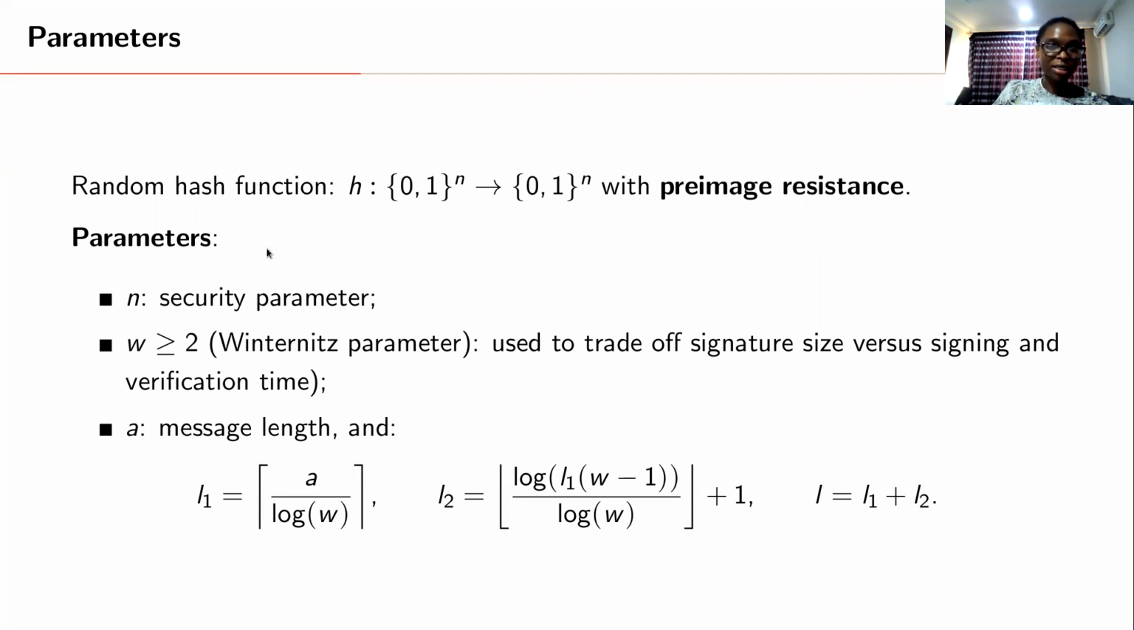In the Winternitz one-time signature scheme, there are some parameters: n, which is the security parameter that determines the length of the keys; the Winternitz parameter, which is used to trade off the signature size and the signing and verification time; and the message length. L1, L2, and L are computed from the previous parameters. So all those parameters are known.